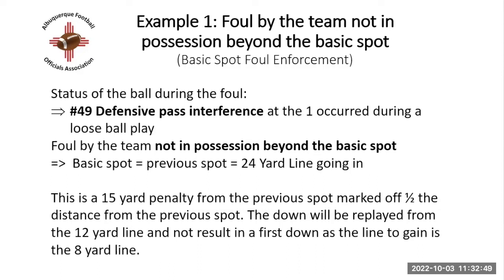This is a foul by the team not in possession beyond the basic spot. So where's the basic spot? The previous spot was the 24-yard line going in. This is a 15-yard penalty from the previous spot, and it's going to be marked off half the distance from the previous spot because we're inside the 30 with a 15-yard penalty. The down will be replayed from the 12-yard line, and this will not result in a first down, as the line to gain is the 8-yard line. Next example.